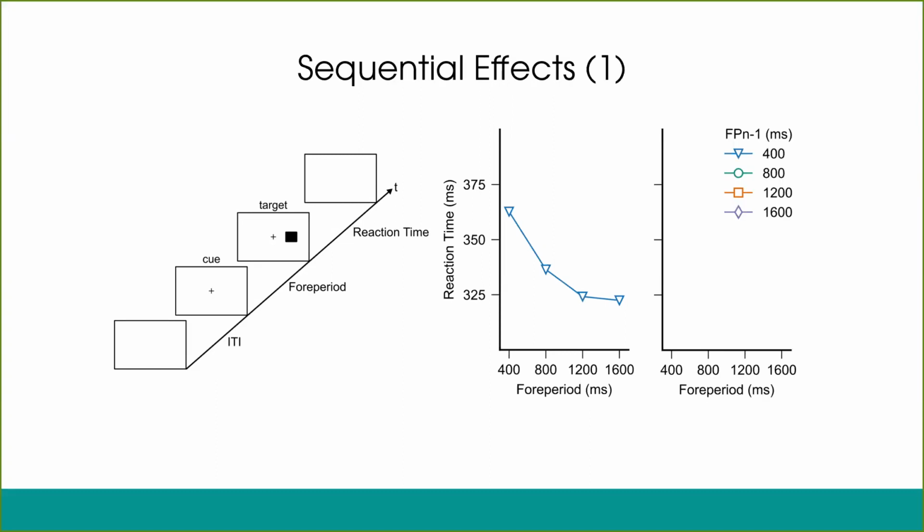On a shorter timescale, temporal preparation is modulated by the immediate preceding trial. Again, we see reaction time plotted on the y-axis and foreperiod on the x-axis. But now, additionally, reaction time will be plotted as a function of the previous foreperiod. This reveals a rather complex pattern. In short, the key here is that in the case of a previous long foreperiod, responses slow down for the short current foreperiod. And this effect vanishes as a function of current foreperiod.